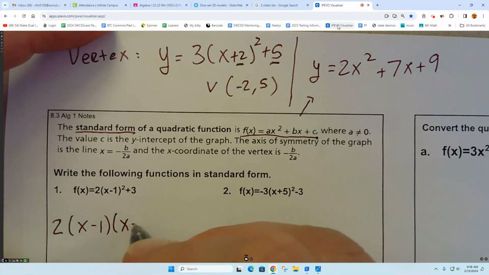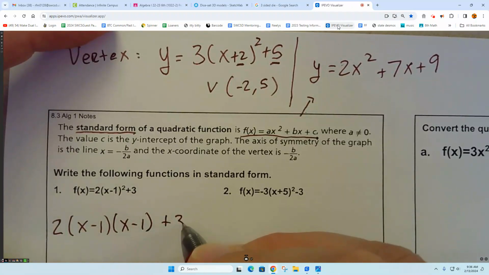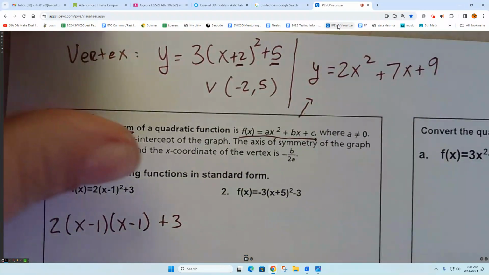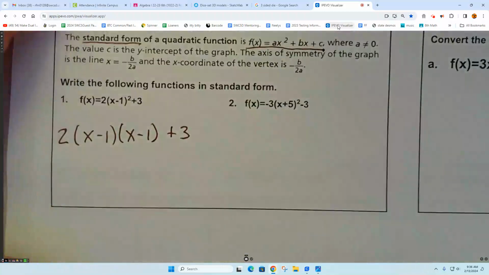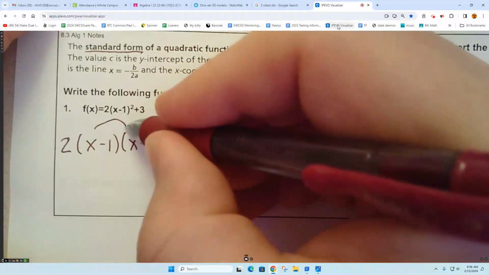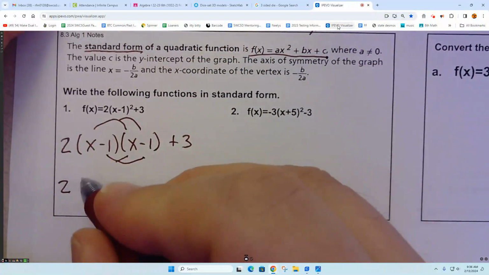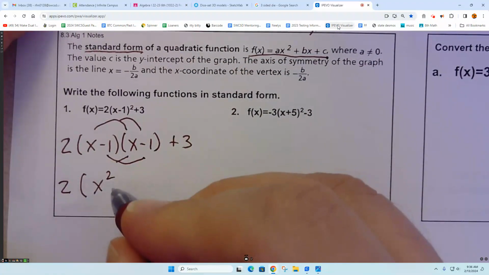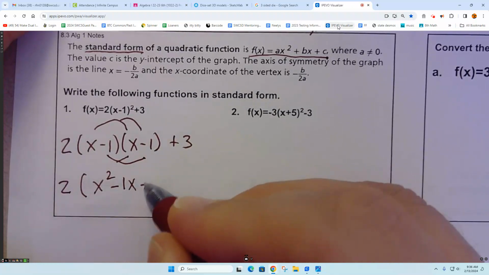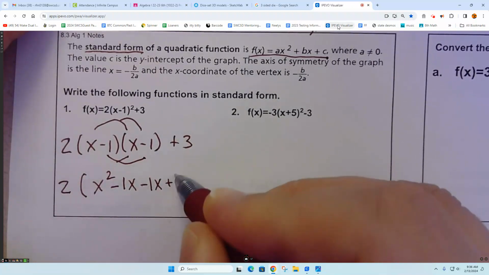What did I just do here? Made 2 of them. You want to make 2 of them, okay? So that we can FOIL this, right? So I'm going to multiply this out. This 2 is just going to be there. We get x squared minus 1x minus 1x plus 1.